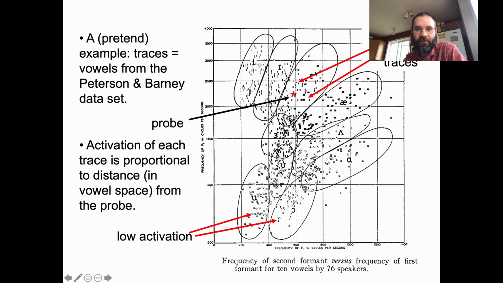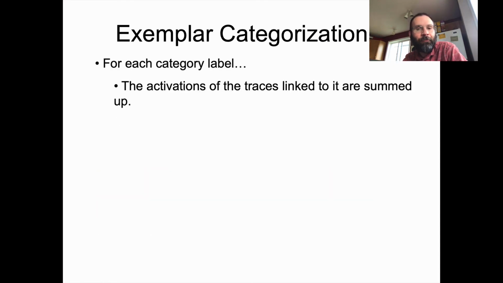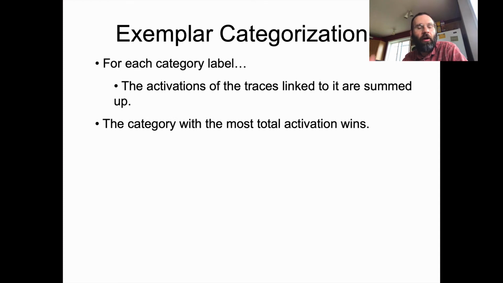So these are the id traces, these are the ed traces, these are the ad traces. Based on whatever one they're linked to in memory, they activate that category label. Then you sum up all the activations of the traces for a particular category label. If the egg category has the most activation, then that one wins. If it has slightly more than I, slightly more than A, slightly more than all the other categories, then you hear the new probe as an E token. And that's how you identify it for future categorization.